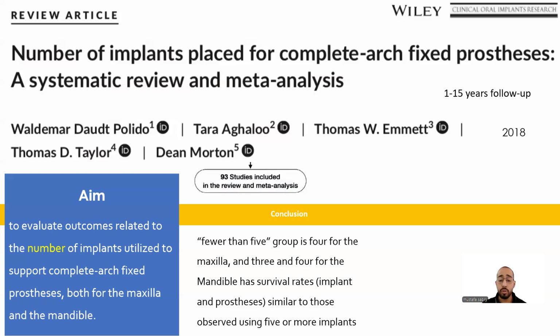And as a conclusion of this paper, fewer than 5, which is a group of 4 in maxilla, and even 4 in mandible is a good option, but these key variable elements should be ultimately considered. So to ask you a question, what are the key variable elements?